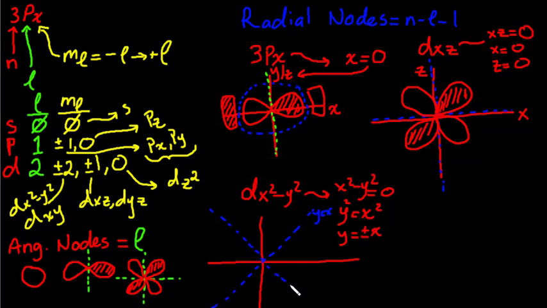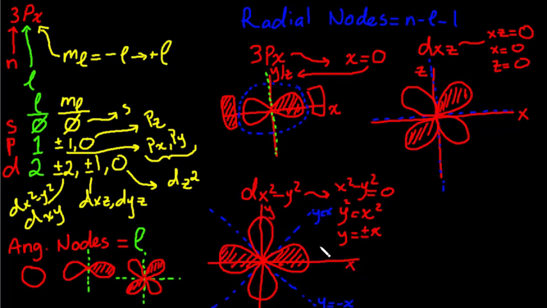Now this is why dx squared minus y squared would be drawn or sketched along the axes, unlike dxy. In the case of dxy, the lobes would be between the axes. But in this case here, dx squared minus y squared, those lobes are drawn along the axes, and this is why. It's because the nodes are actually in between the axes in this case, y equals x and y equals minus x.